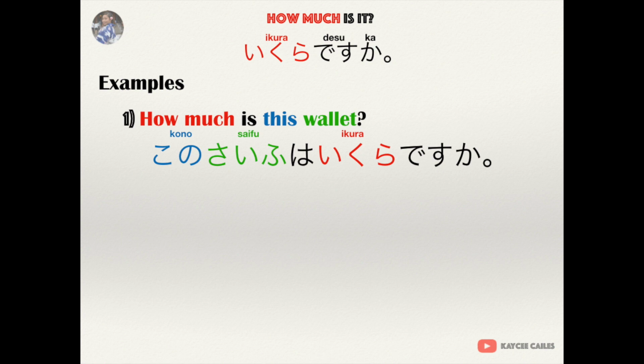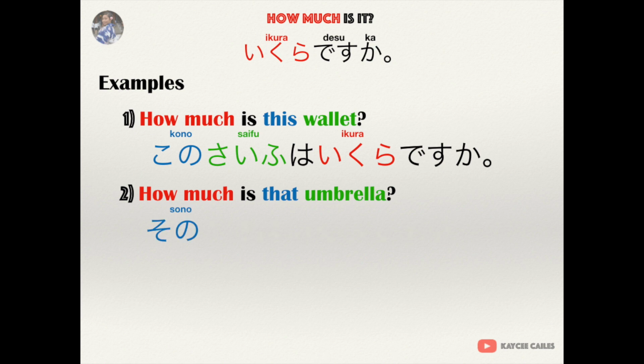Second example, we have, how much is that umbrella? We say, sono, and umbrella in Japanese is kasa. To complete the sentence, we have, sono kasa wa ikura desu ka? Again, we assume that the umbrella is within the reach of your listener, okay?